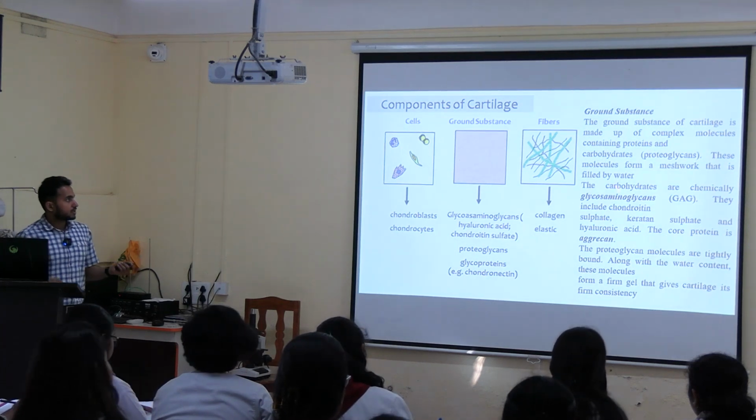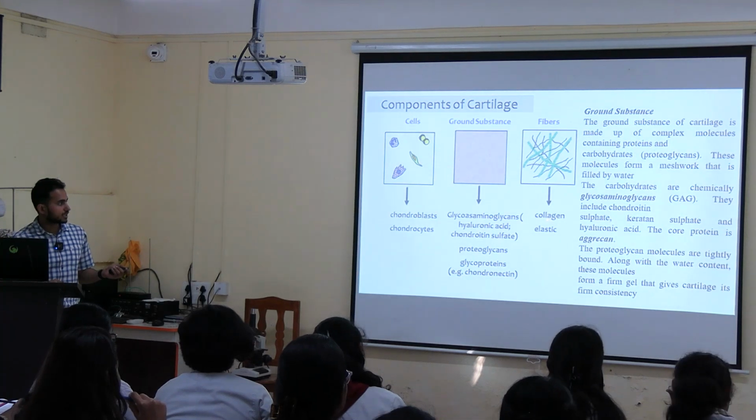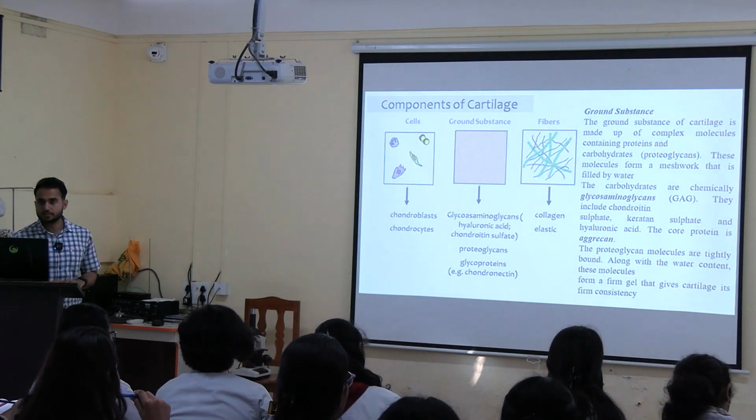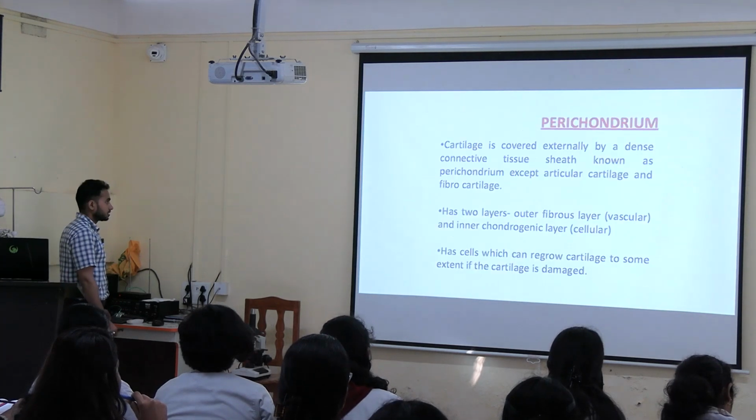Okay, so that is about the ground substance. Next, you can see fibers. Mainly two types of fibers are there: collagen fibers and elastic fibers, which are present in the cartilage.